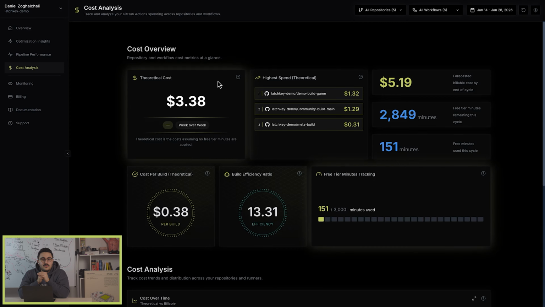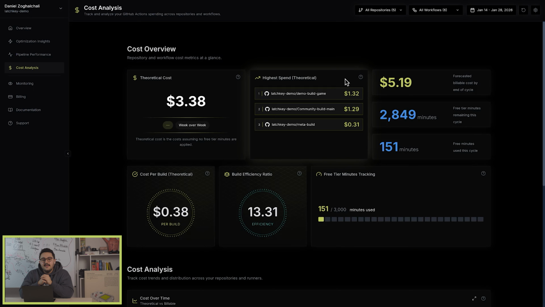Let's start with an important distinction: theoretical cost versus billable cost. Theoretical cost is what your usage would cost if GitHub didn't give you any free tier minutes. We show this because it reflects your true consumption patterns, regardless of whether you're currently covered by free minutes. The theoretical cost card shows your total theoretical spend with a week-over-week trend indicator so you can see if your usage is going up or going down.